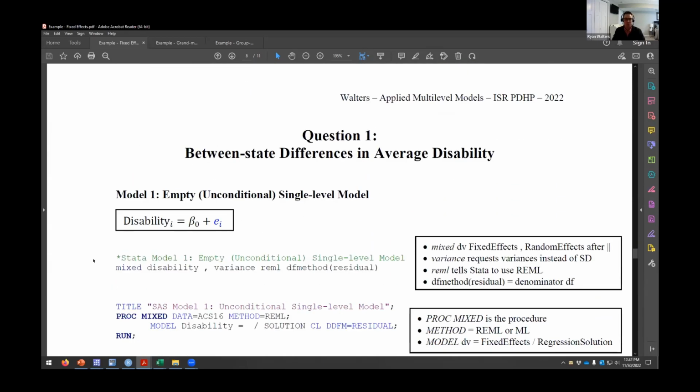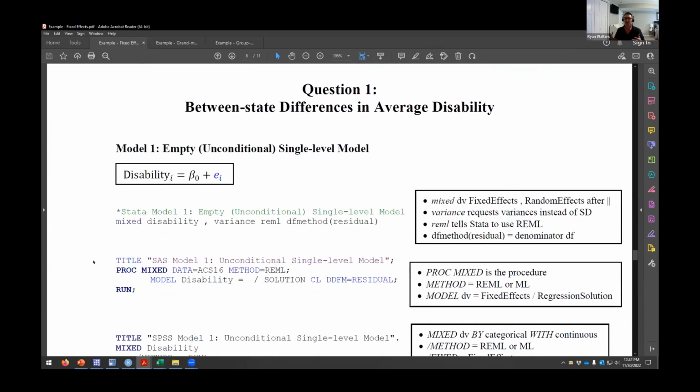Okay, so question 1, the way that I have all of these models set up that we're going to walk through in the example is I provide the model number, I provide the equation, and then I break down the individual code with text boxes highlighting new things that I add going through. So model 1 is our empty single level model. So again, not accounting for people nested within states. We have a fixed intercept only and a residual.